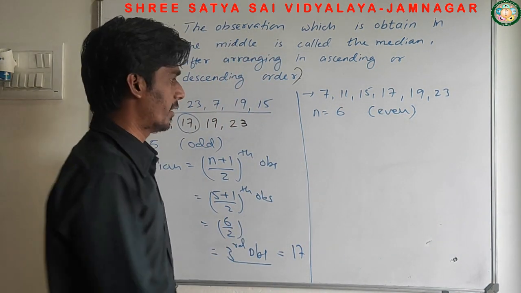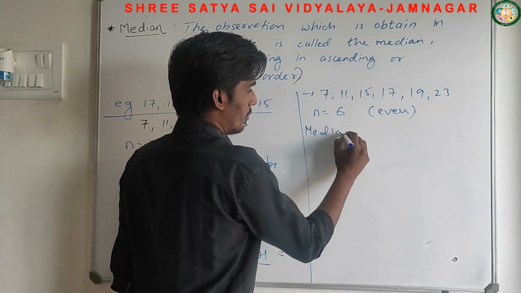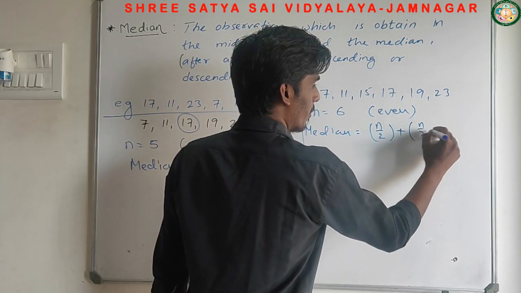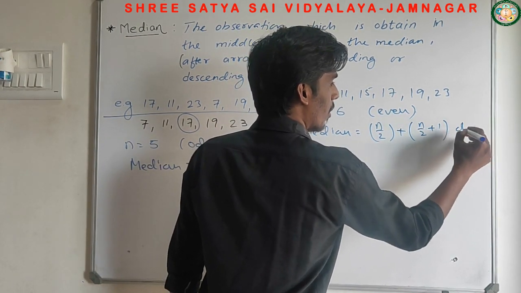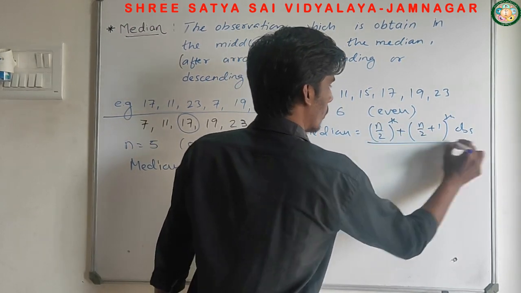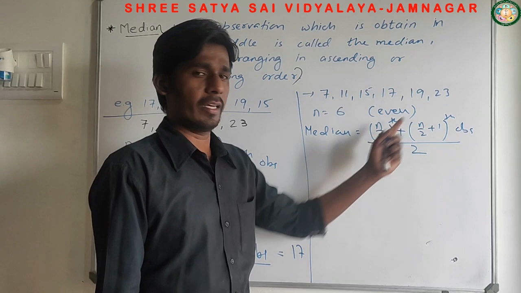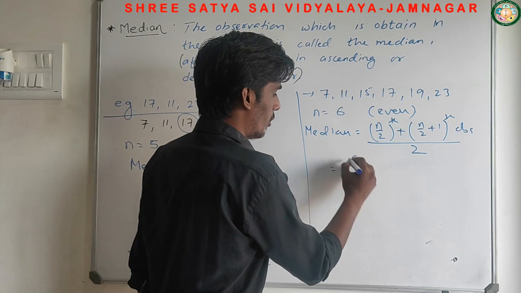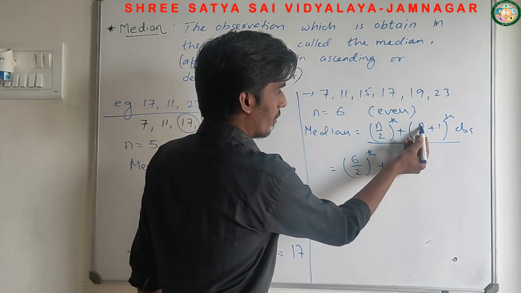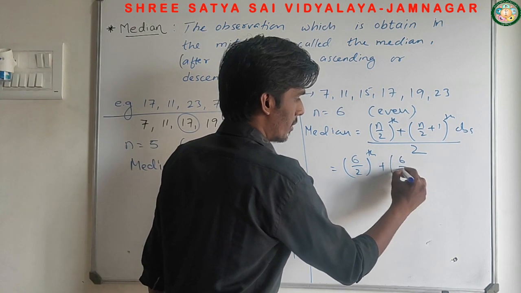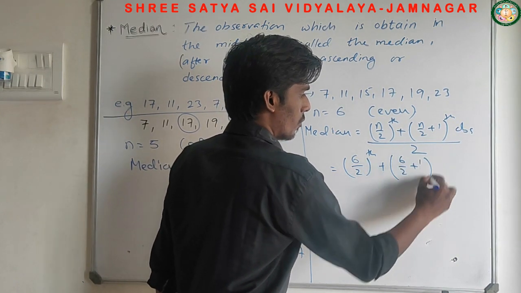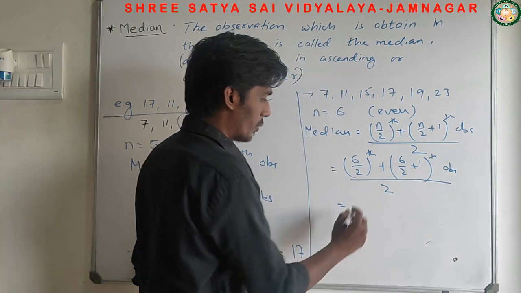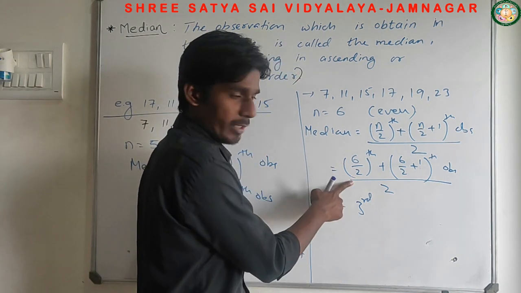So the formula to find the median for this one: median equals (n by 2 observation plus (n by 2 plus 1) observation) whole divided by 2. By this formula we can find the median. What is the number of observations here? 6. So it's 6 upon 2. Again, instead of n I am going to replace it by 6: (6 upon 2 observation plus (6 upon 2 plus 1) observation) whole divided by 2. So 6 by 2 is the third observation.